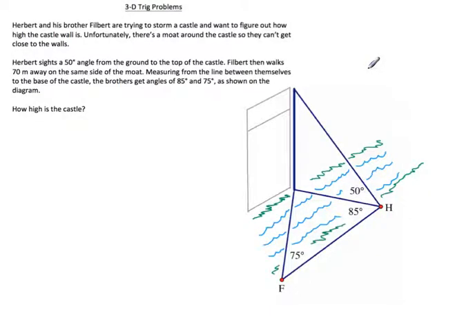In this lesson, we're going to consider three-dimensional trig problems. Here's a typical example. Herbert and his brother Filbert are trying to storm a castle and want to figure out how high the castle wall is. Unfortunately, there's a moat around the castle, so they can't get close to the walls.